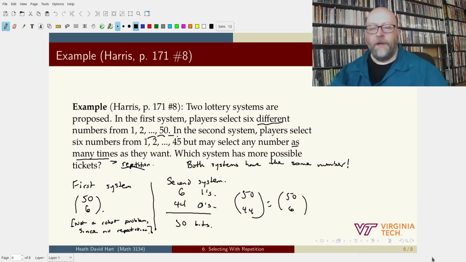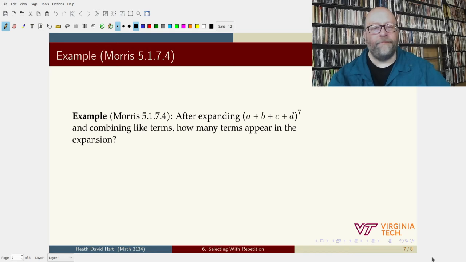That is, choosing 6 numbers from 1 to 50, where they all have to be different, is exactly the same number of possibilities as choosing 6 numbers from 1 through 45, but you can repeat numbers in your set of choices. Okay. All right. Let's keep going.